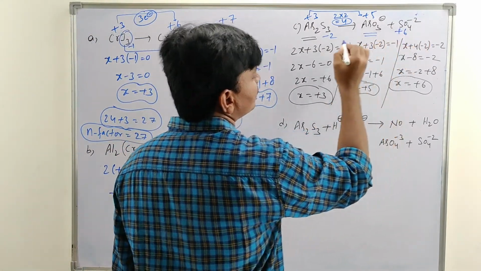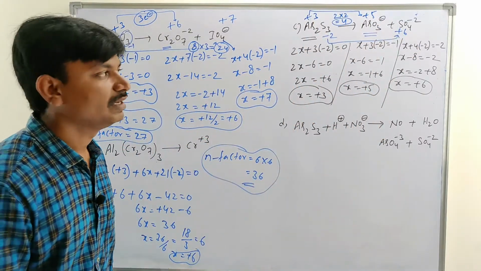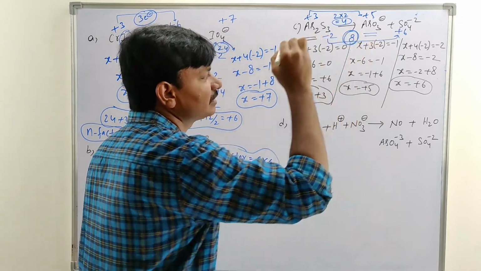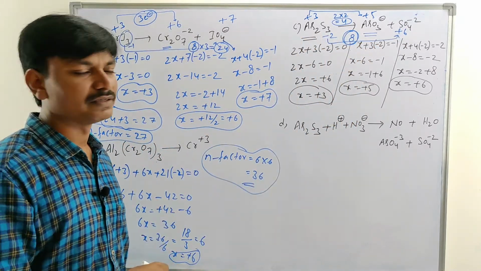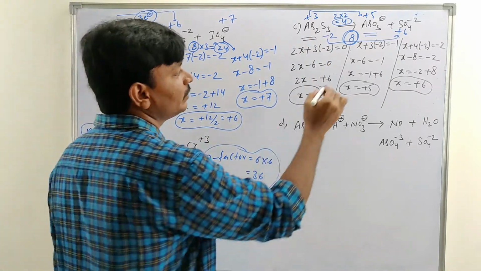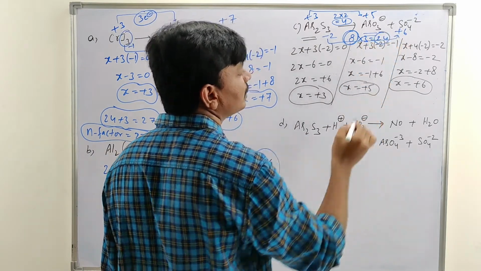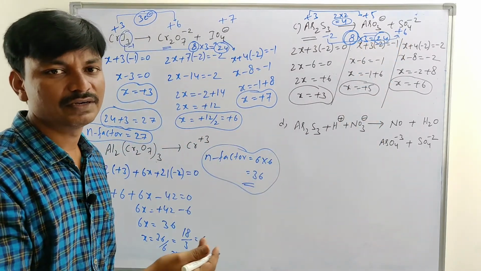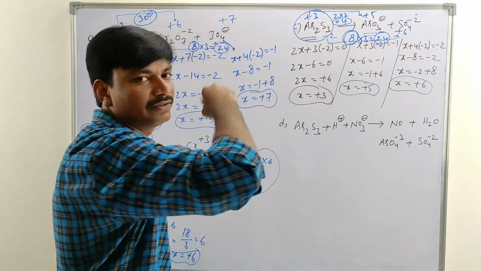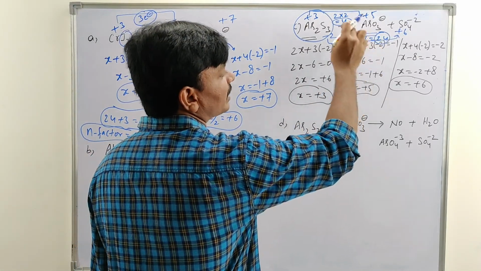Okay, then sulfur to sulfur, minus 2 to plus 6, changing electrons will be 8. Changing electrons will be 8 for each sulfur. But here 3 sulfur atoms are there. That's why 3 into 8, 24 electrons are involved in sulfur to sulfur conversion. Okay. In As2S3, n factor value for this conversion is total electrons, total electrons means 24 plus 4.